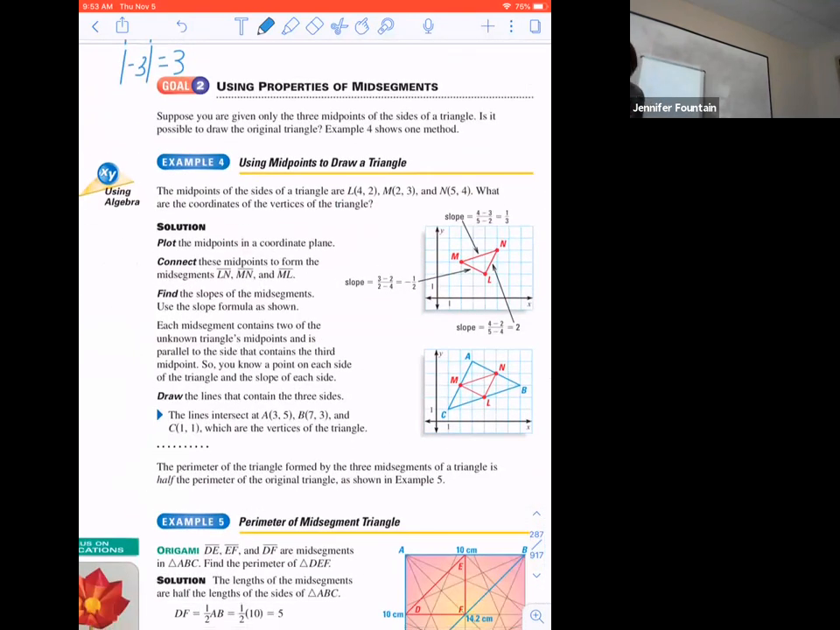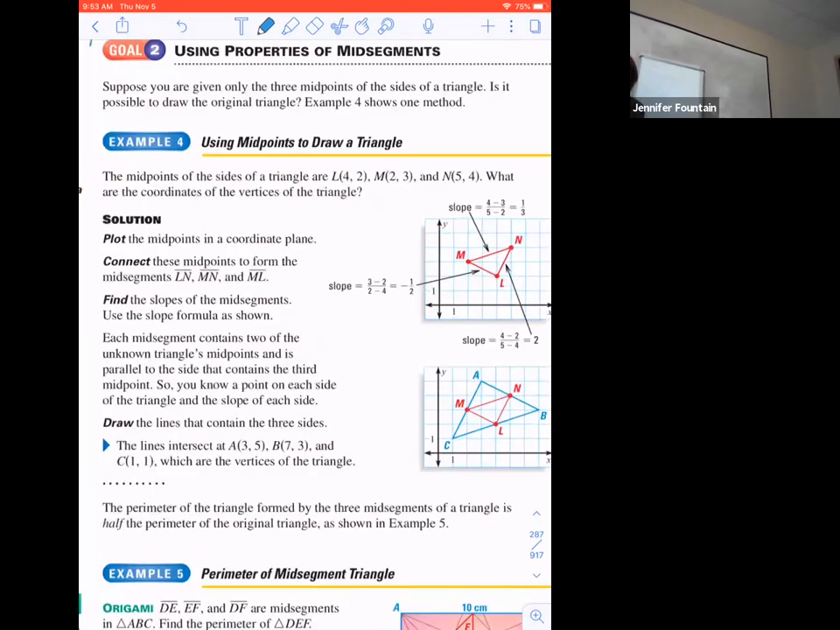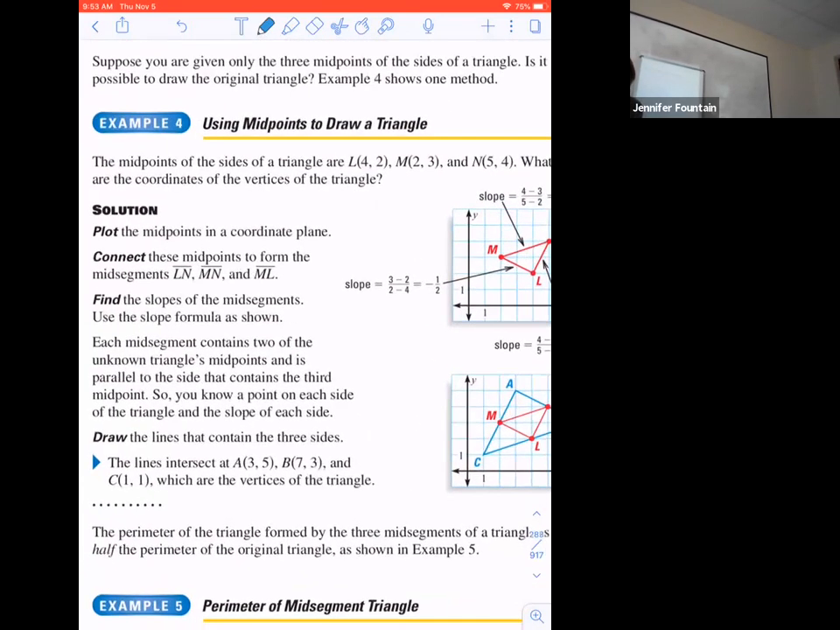Using properties of mid-segments. Suppose you're given only 3 midpoints of the sides of a triangle. Is it possible to draw the original triangle? So it says example 4 shows one method. So let's take a look at this method. It says using midpoints to draw a triangle.